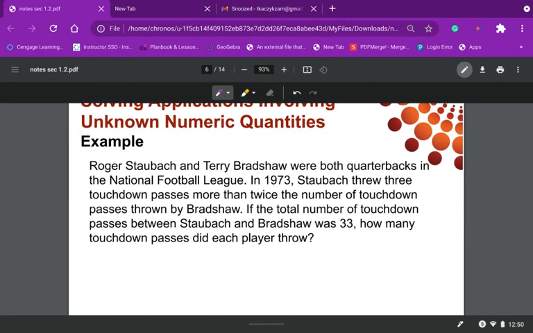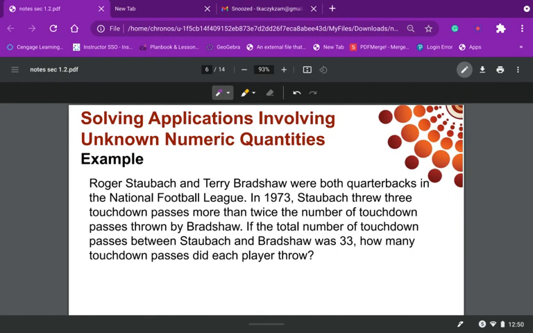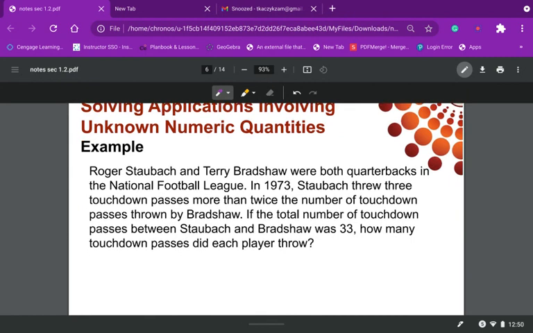Okay. So the first example which we're going to solve, it's a solving application involving unknown numerical quantities. So technically solving word problems using linear equations. So we have Roger and Terry were both quarterbacks in the National Football League. In 1973, Staubach threw 3 touchdown passes, more than twice the number of touchdown passes thrown by Bradshaw. If the total number of touchdown passes between Staubach and Bradshaw was 33, how many touchdown passes did each player throw?